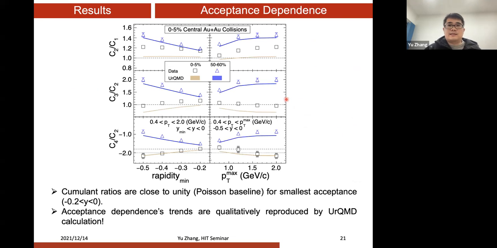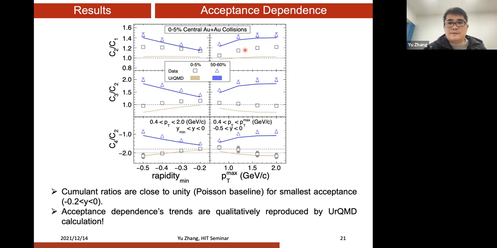Then I show you the acceptance dependence plot: the cumulative ratios as a function of different acceptance windows. The left three panels are for the rapidity scan, rapidity minus 0.2 to 0, and we gradually increase the rapidity window up to minus 0.5 to 0.